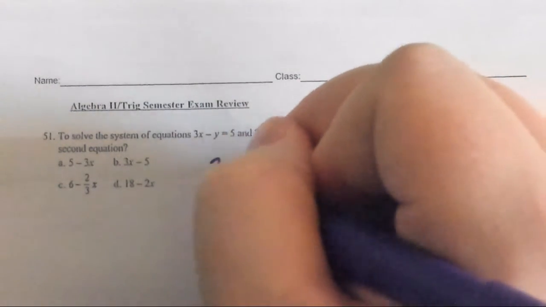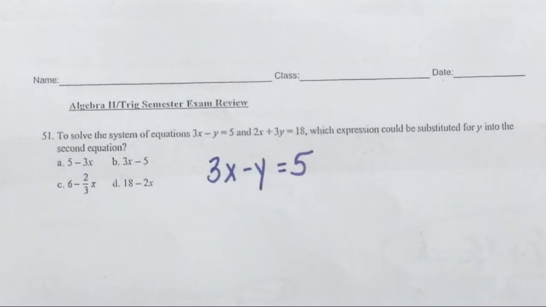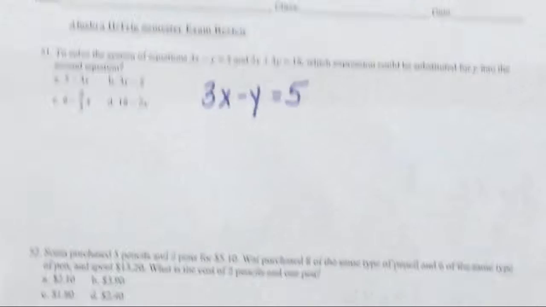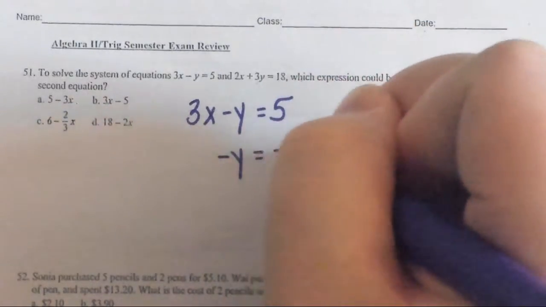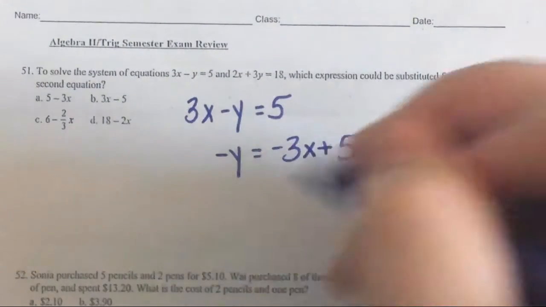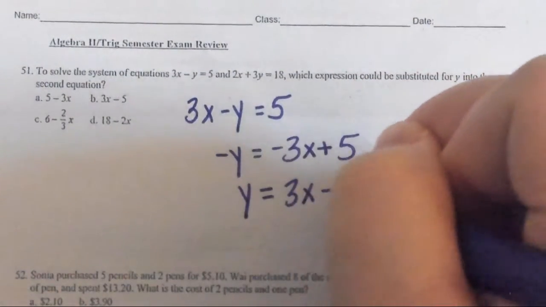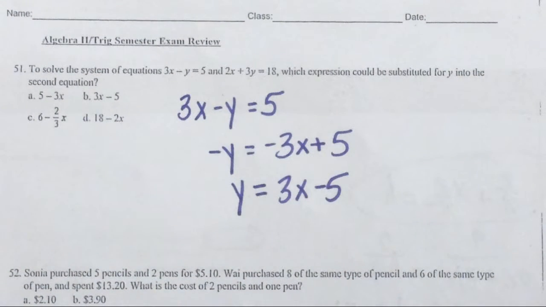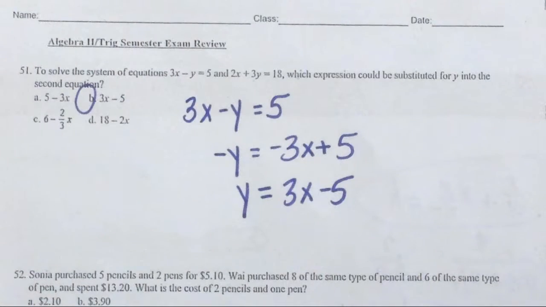We have 3x minus y equals 5. What variable would be easiest to solve for? So let's solve for it. If we subtract 3x from both sides, we'll have negative y equals negative 3x plus 5. We change everyone's sign, we'll have y equals 3x minus 5. So which answer choice should I choose? Yes, 6, you can have the point. We're going to choose B.